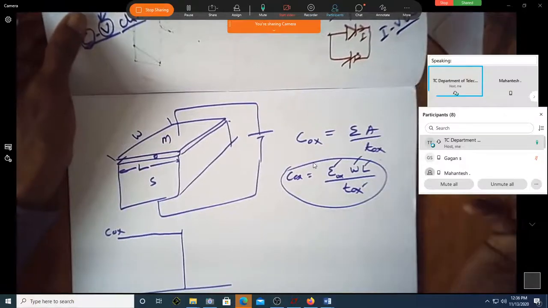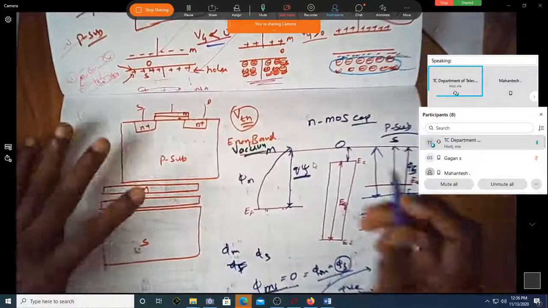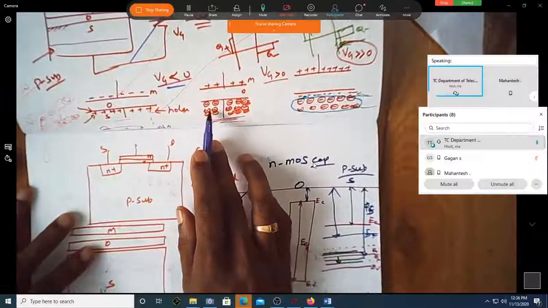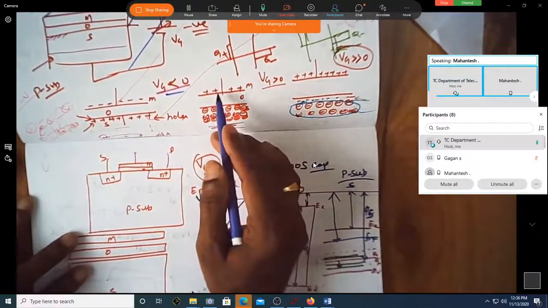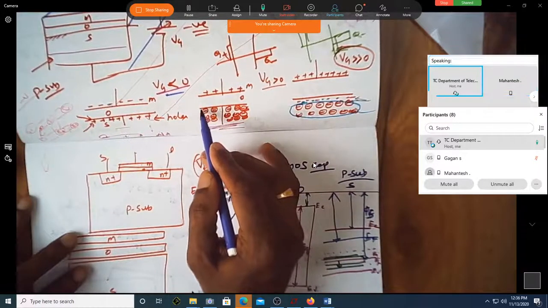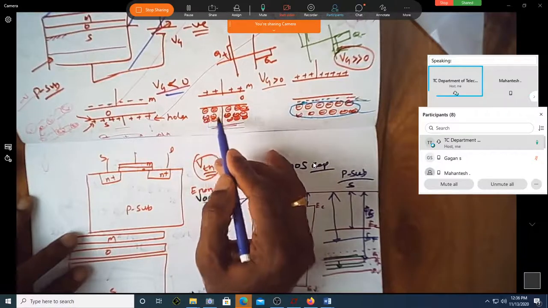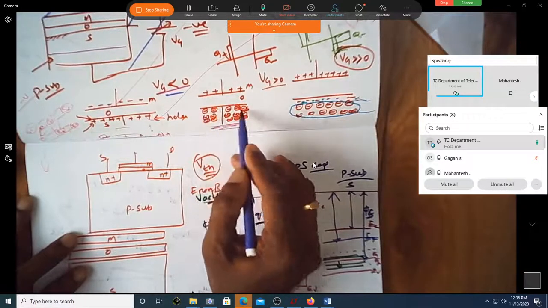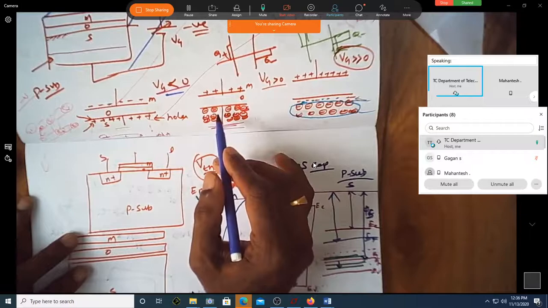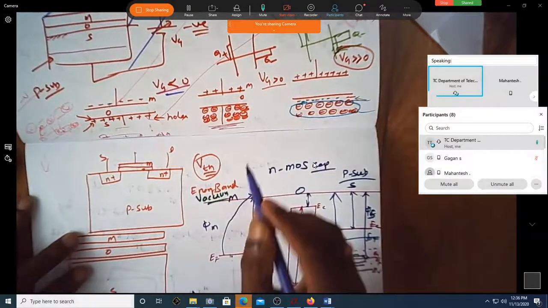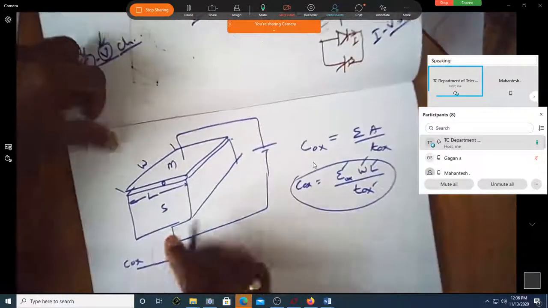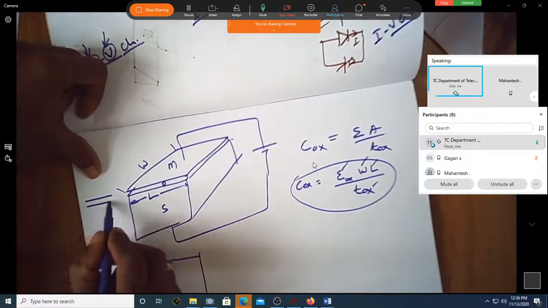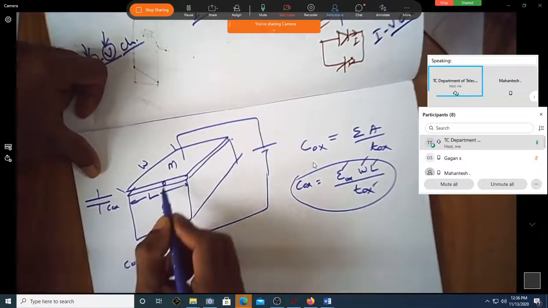Slightly more positive voltage. When you apply positive voltage, does this type of structure come into the picture? Whenever you apply some voltage, does this depletion region come into the picture? When this depletion region comes into the picture, you already have a capacitance in the form of COX because of this physical structure.